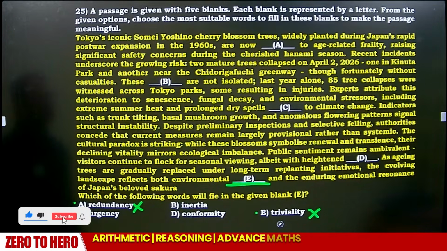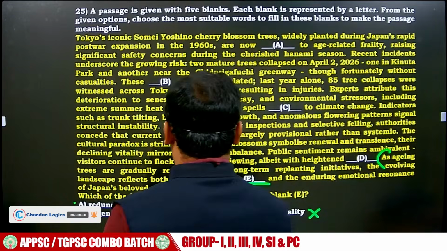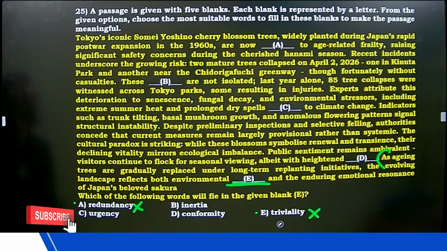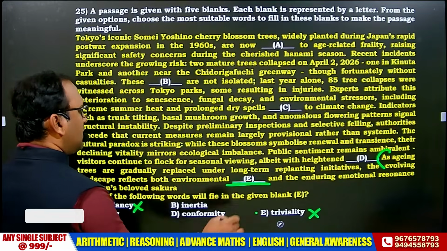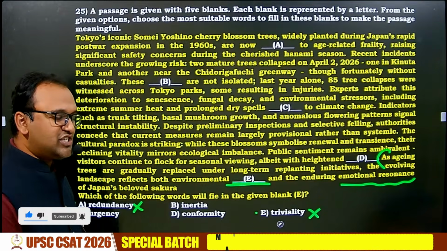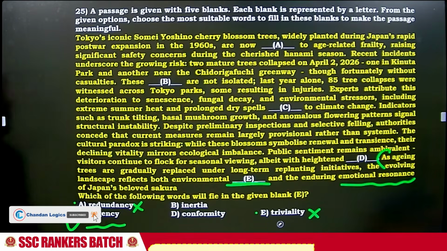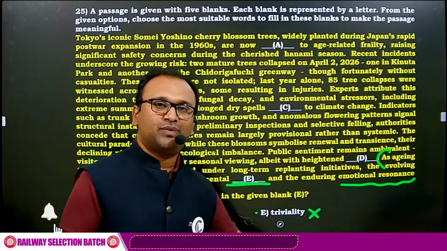What do you think is the answer? If you want a little more clarity, maybe you can come here. As aging trees are gradually replaced under long-term replanting initiatives, the evolving landscape reflects both environmental dash and enduring emotional resonance. So the situation is an emergency situation. You are trying to say the situation is something very urgent. If you read the sentence you will understand.